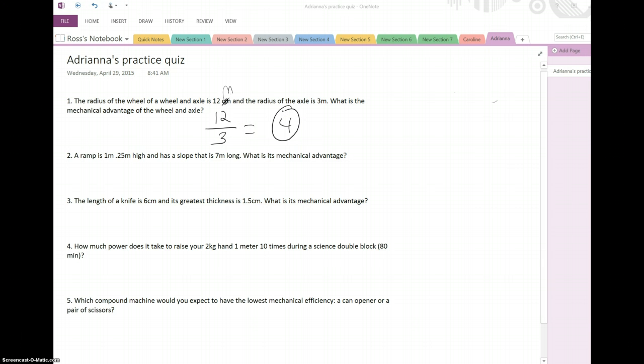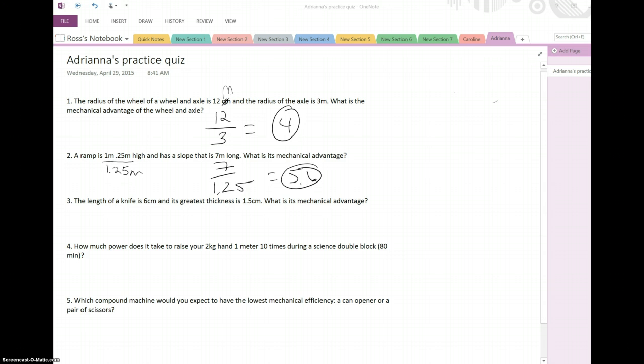Okay? If a ramp is 1 meter, 0.25 meters high, and has a slope that is 7 meters long, what is the mechanical advantage? I'm assuming that what this was intended to be was 1.25 meters. So we'll base it off of that, but it was supposed to be 1.25 meters. So in this case, you divide the slope by the height. So that would be 7 by 1.25, and that equals 7 divided by 1.25, 5.6. That would be the mechanical advantage.